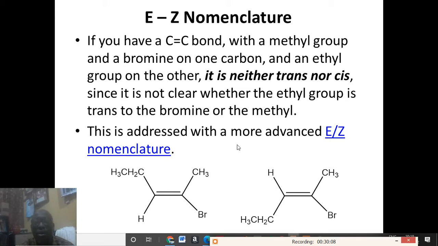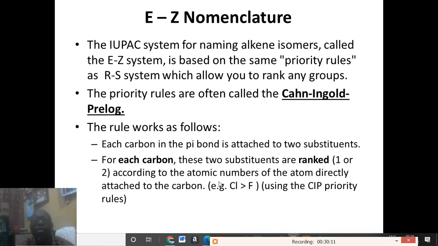E-Z nomenclature. The IUPAC system for naming alkene isomers, called the E-Z system, is based on the same priority rules as the R-S system, which allow you to rank any groups. In other words, we borrow a leaf from designating enantiomers as S or R. We borrow the ranking of the groups around the double bond. The priority rules are often called the Cahn-Ingold-Prelog rules. The rule works as follows.